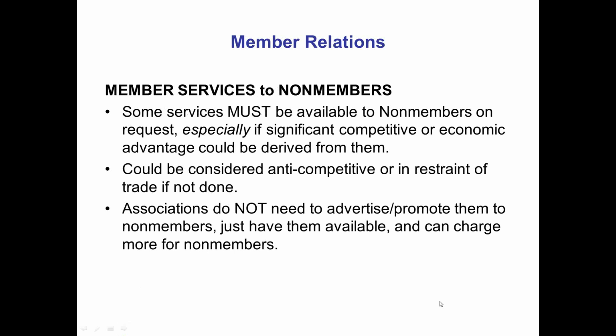And so back to the thought of antitrust, which isn't really key in this domain, but addressing what is available to non-members. The reading actually says some services. It's really not 100%, but most services must be available to non-members on request, especially if competitive factors come into play here, because you don't want to be giving advantages to members, but you need to have non-members have access to that information. Otherwise, it's potential restraint of trade. The association doesn't have to promote it or advertise it to non-members, but it has to be available. So you have to set up something where they can be given access. Costs may apply, they can be non-members, but they need to have access.